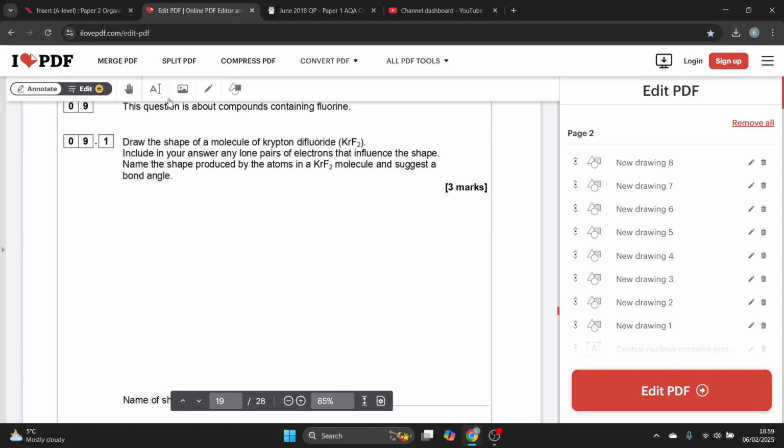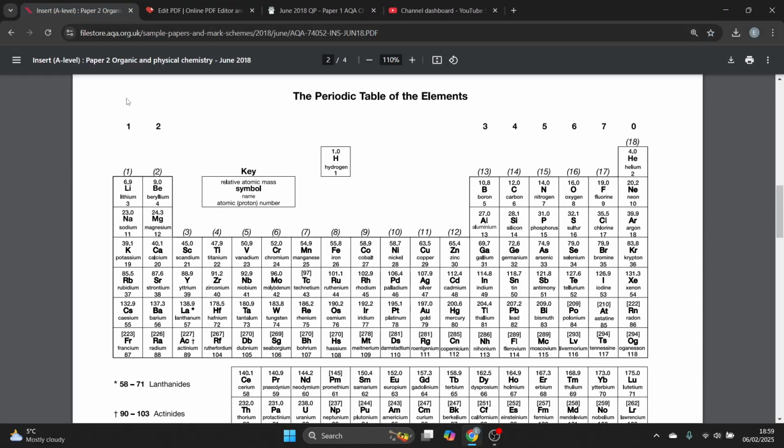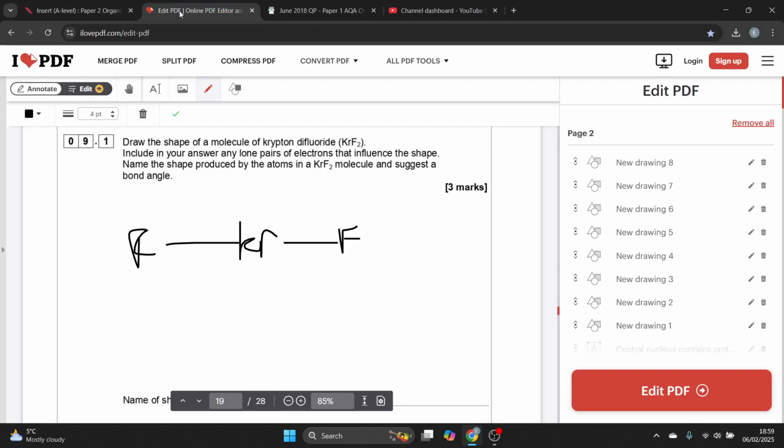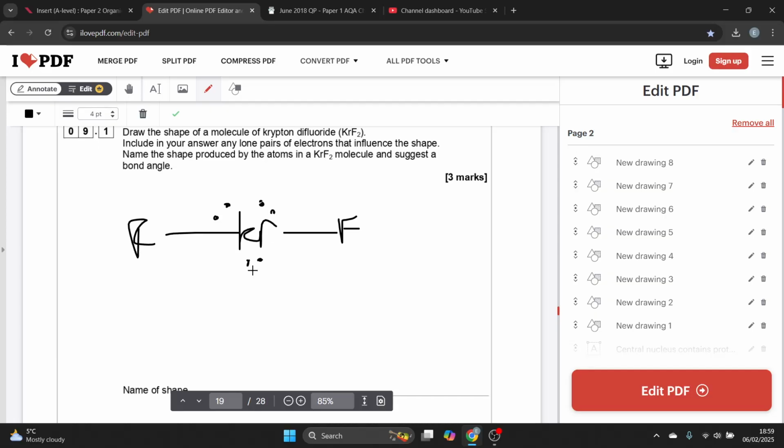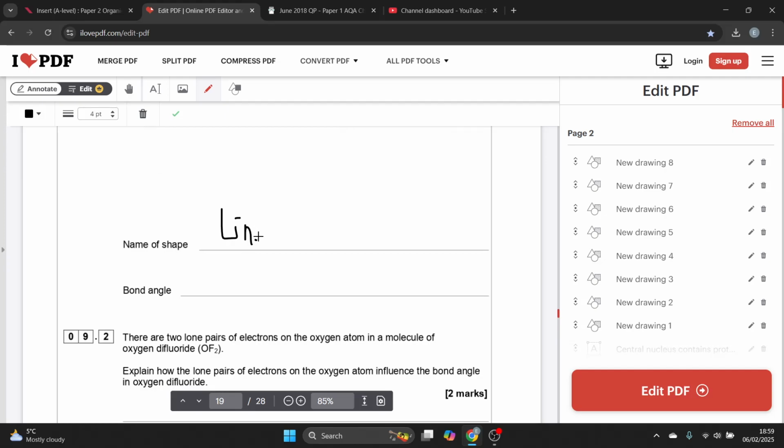True shape of krypton difluoride molecule, KrF2. By looking at the periodic table, Kr is in group 0, and it's got two atoms attached, so it's going to have 3 lone pairs of electrons, one, two, and another two here. It's obviously going to be a linear shape, and the bond angle is going to be 180 degrees as well.